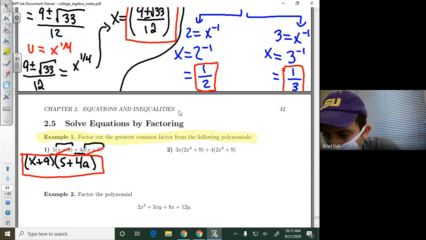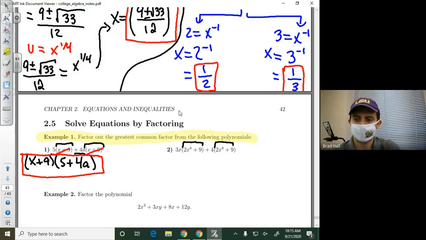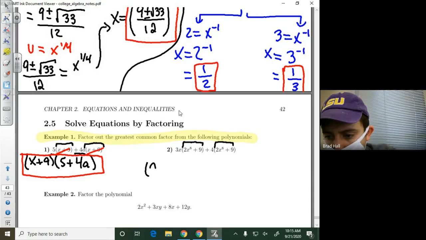Part 2 over here, same idea. Both of these terms have a 2x to the 8th power plus 9. So that's what we can go ahead and factor out.